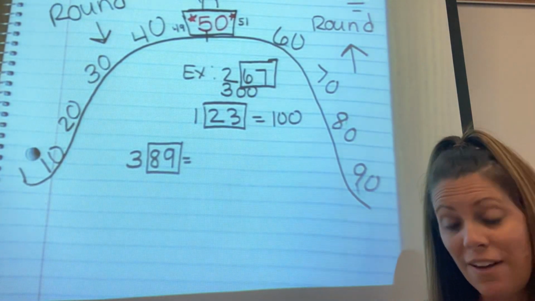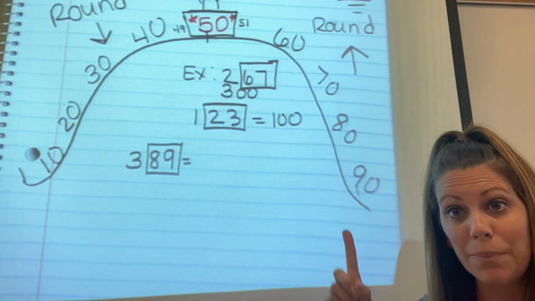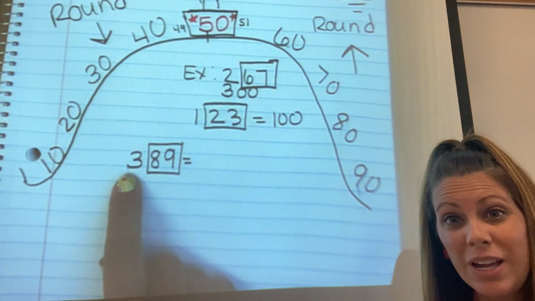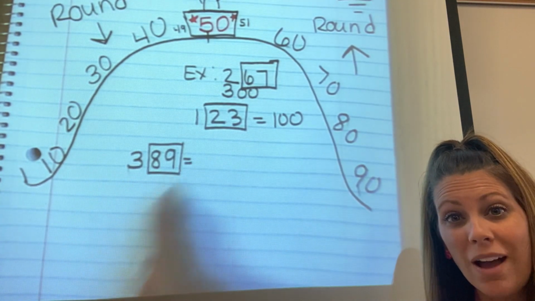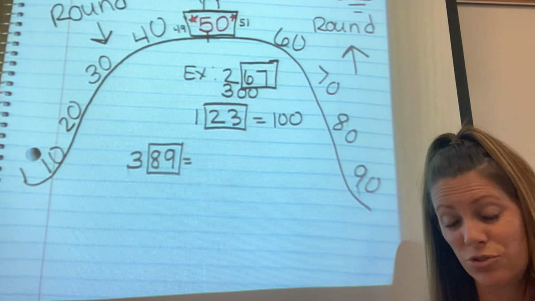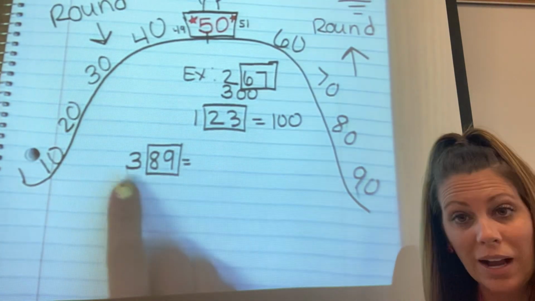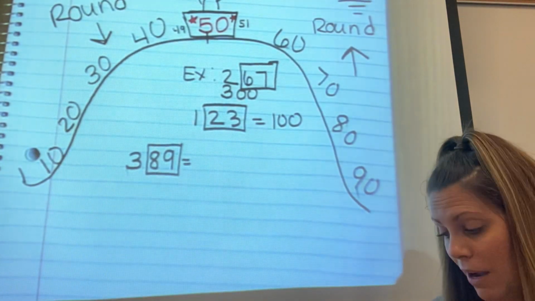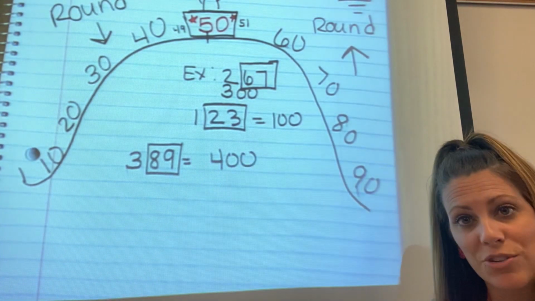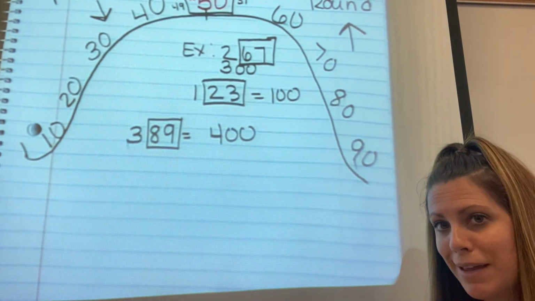So if you have 50 or greater, you're going to round up to the nearest 100. So what's 389? What 100 is that close to? Is it closer to 300 or 400? Well, 89 means we round up. So we're not going to make it smaller. We're going to make it bigger. So you should have gotten 400. Okay?